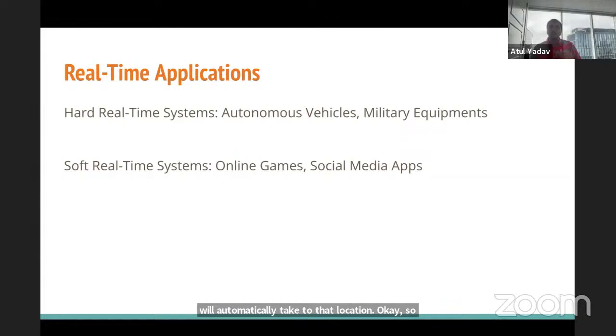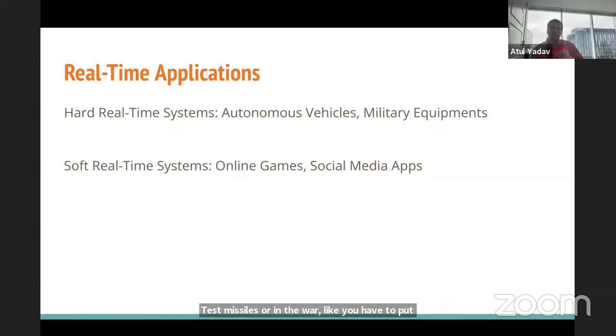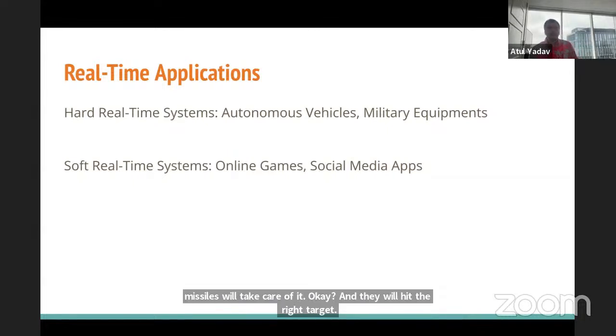Okay, and the other example is the military equipment, I mean to say, like the missiles. So you want to test missiles, or in a war, you have to put in the location of that particular target, and the missile will take care of it. Okay, and they will hit the right target, on the right time, right?